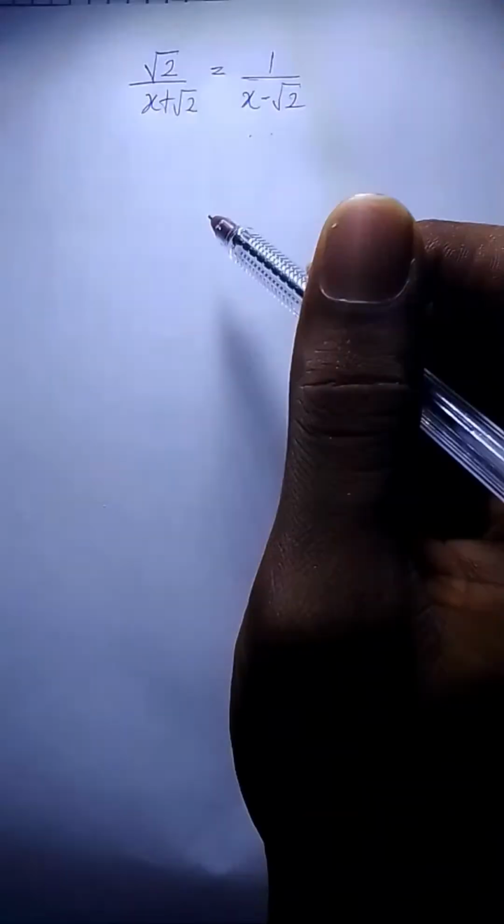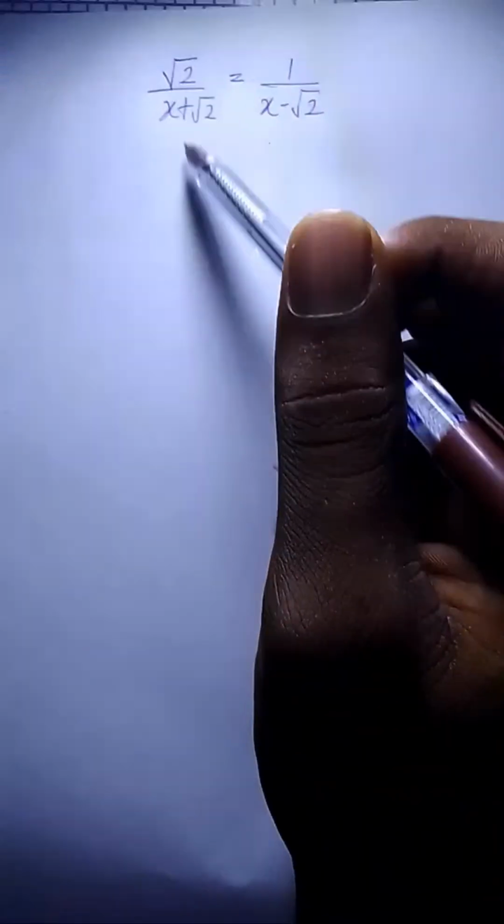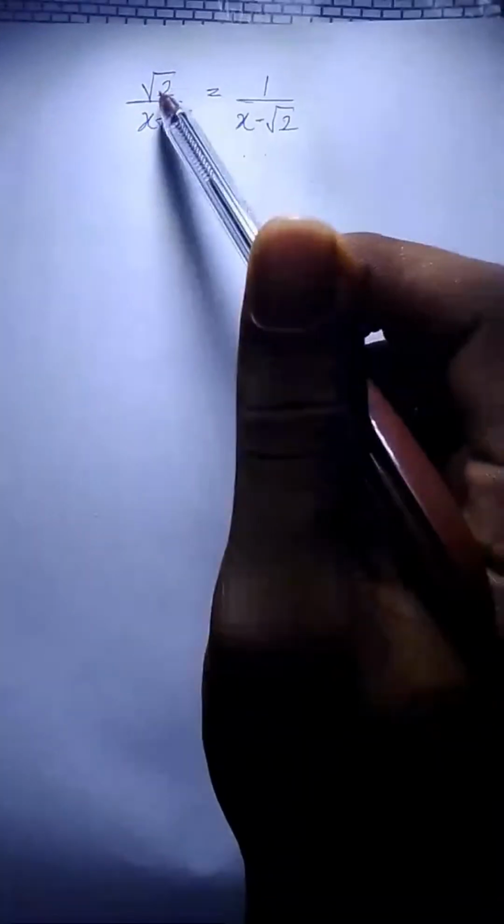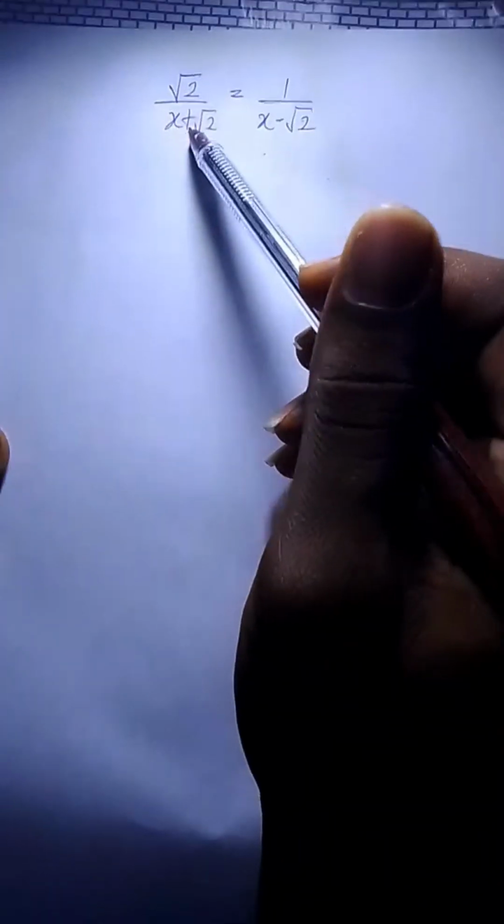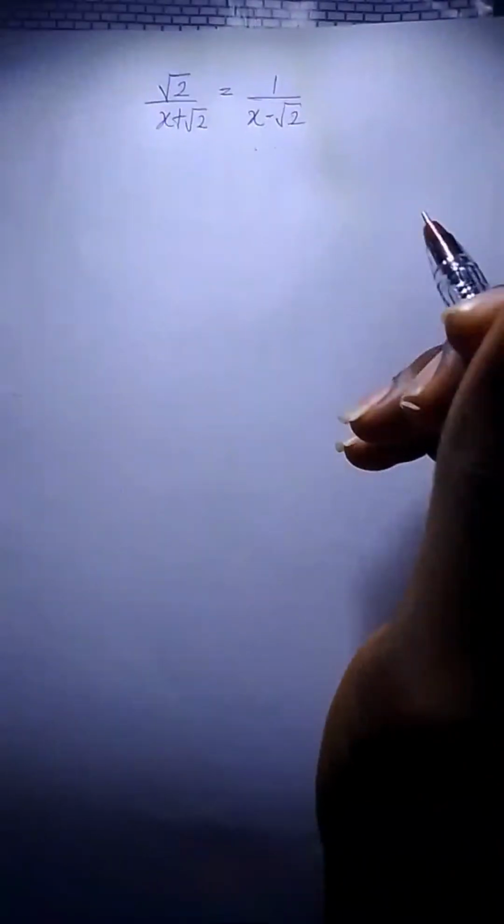Hi there. So today we have this interesting question here: root 2 over x plus root 2 equals 1 over x minus root 2. This is a very nice equation that we have to solve. So what's the first thing we're going to do here?